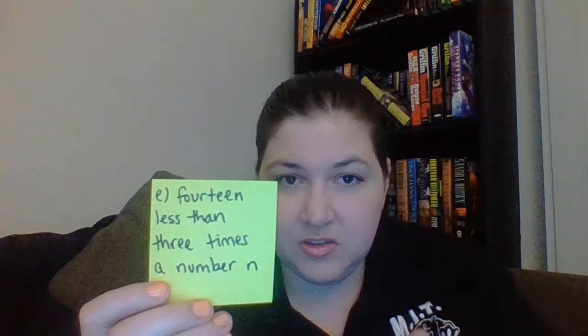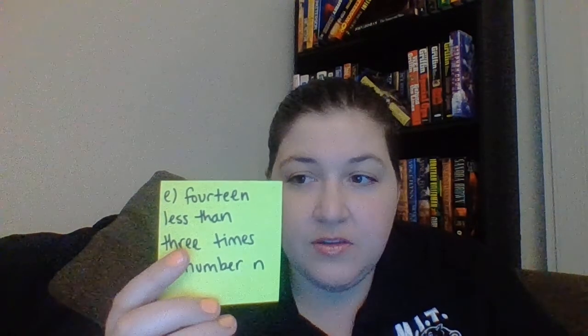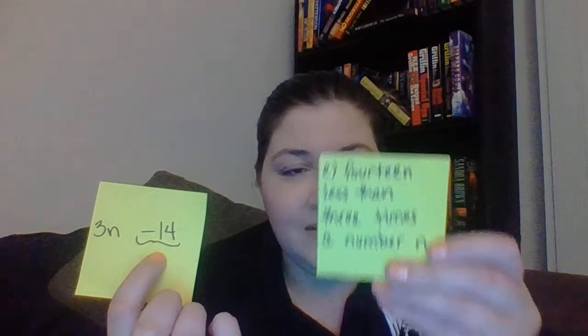14 less than, check, got it, 3 times a number n. Okay, 3 times, well, times means multiply, a number n. So 3n. All right, so I write 3n. I got to put it together. I already wrote the subtraction symbol. That's it. So 14 less than 3 times a number n. Just like that.